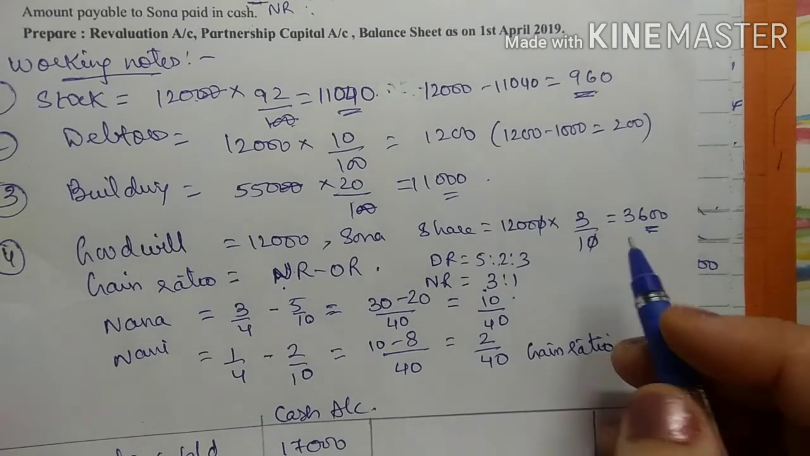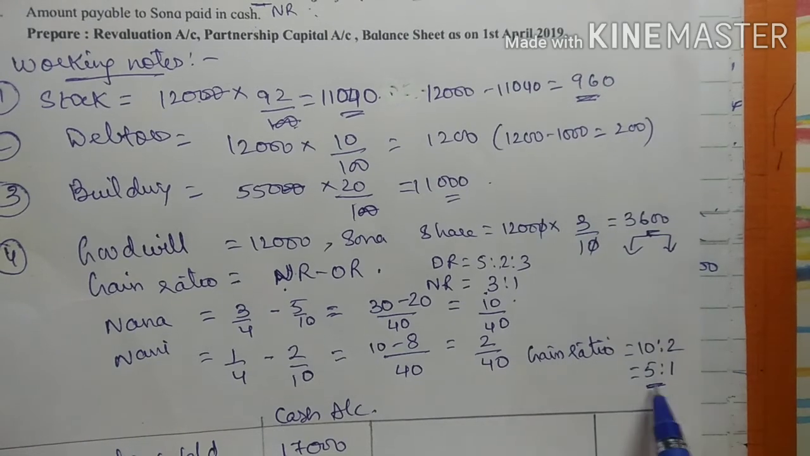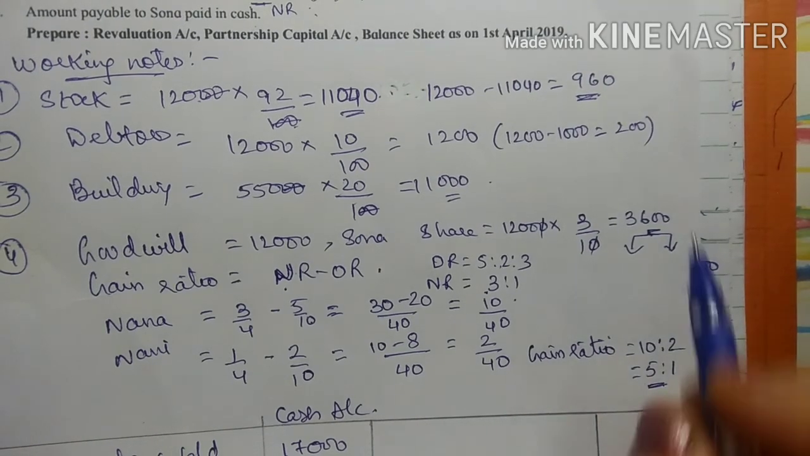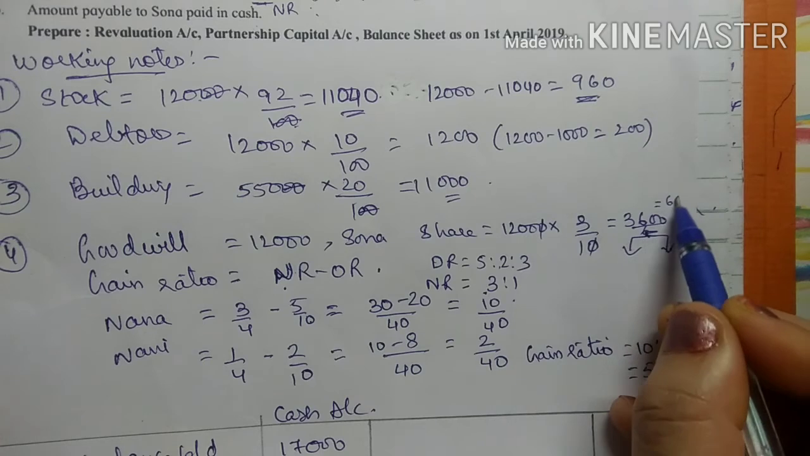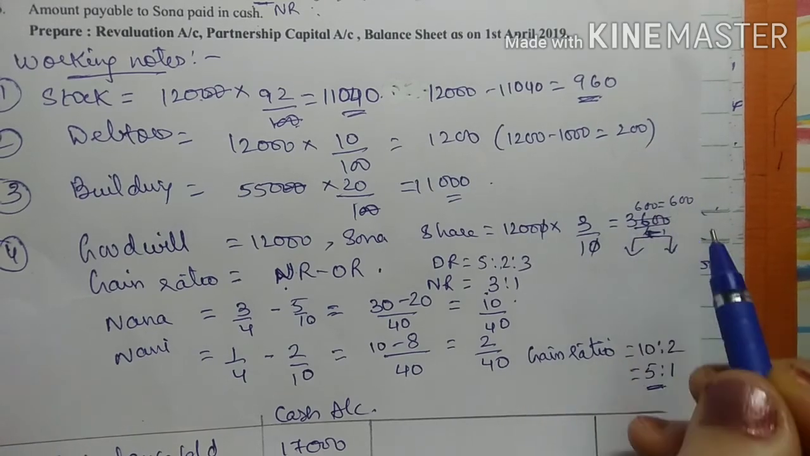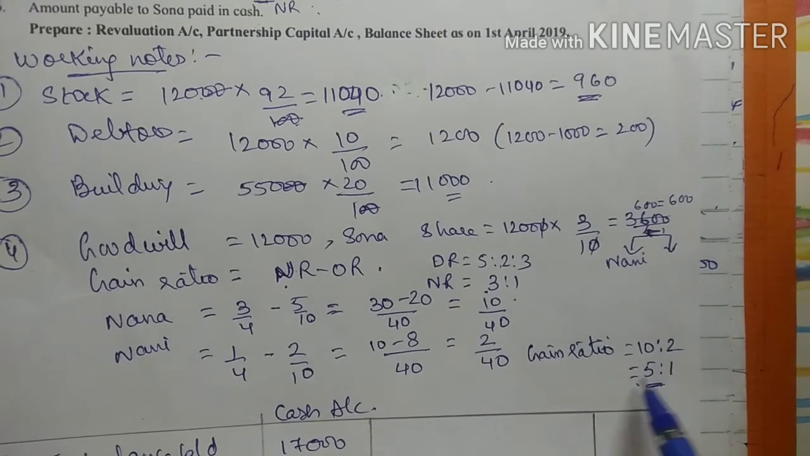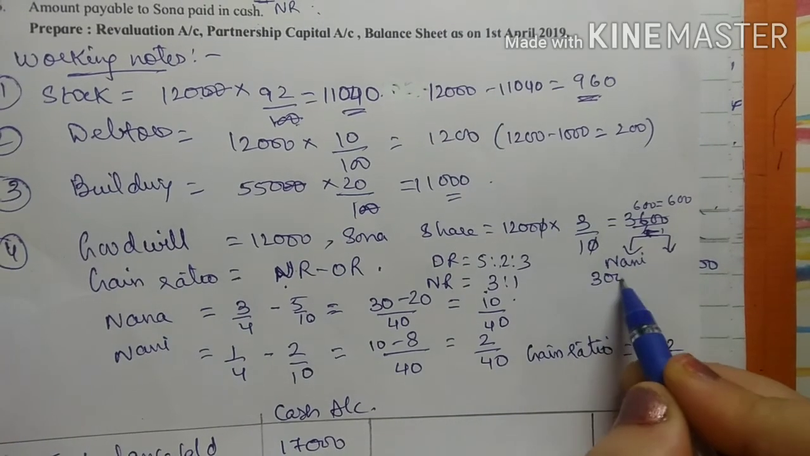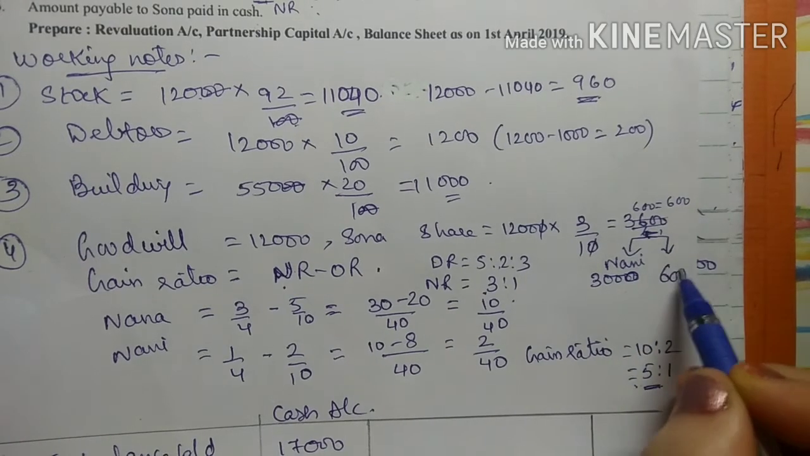So that means what? This 3,600 has to be distributed into 5:1. 5:1 means what? 6, right? So it will come 600. 6 ones are 6, 6 sixes are 36. So 600. So for Nana, 600 into 5. So 600 into 5 means what? 3,000. And for Nani, it will be 600.